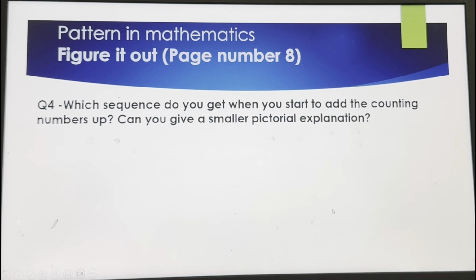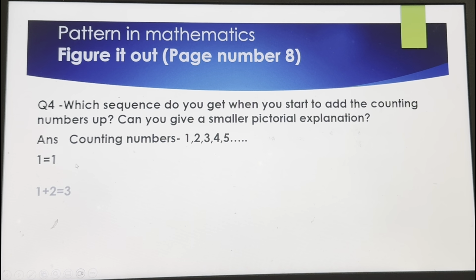Question number 4. Which sequence do you get when you start adding the counting numbers? Can you give a smaller pictorial explanation? So first let us see what we get when we add the counting numbers. Counting numbers, you remember 1, 2, 3, 4, 5. So 1 is equal to 1. 1 plus 2 is 3. 1 plus 2 plus 3 is 6. 1 plus 2 plus 3 plus 4 is 10.